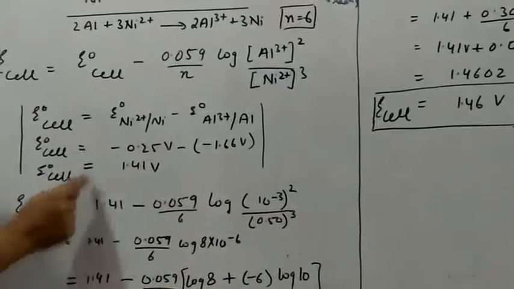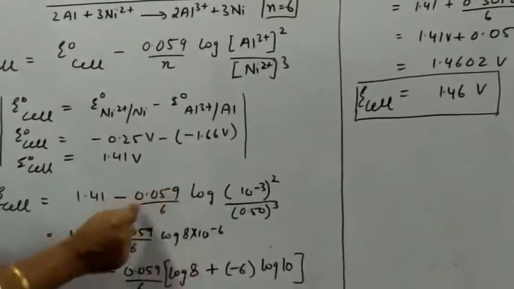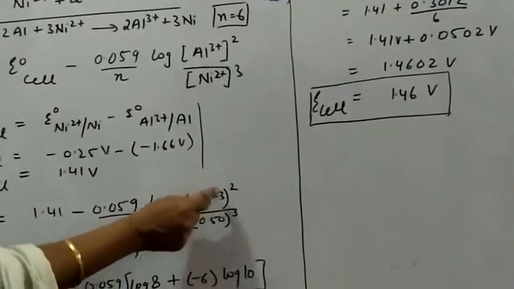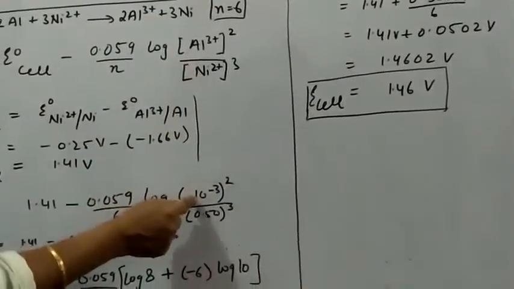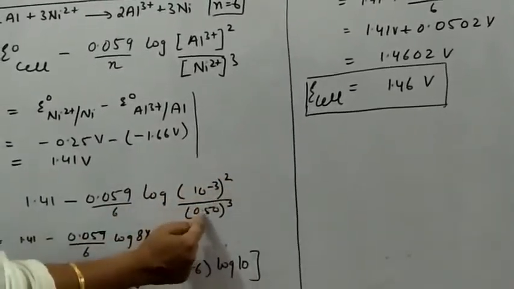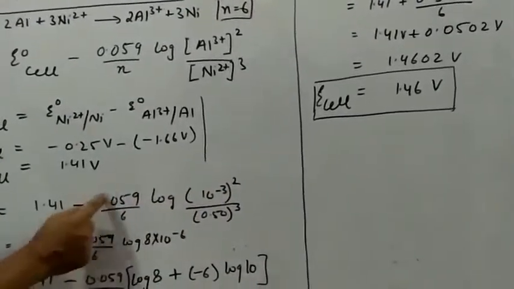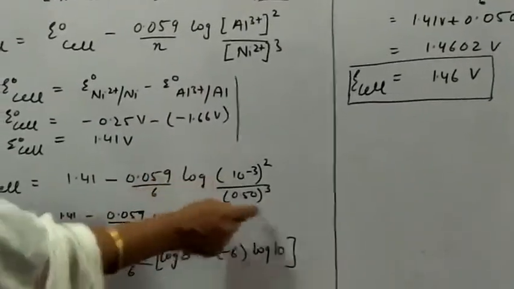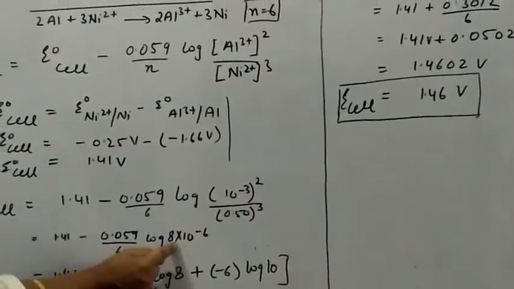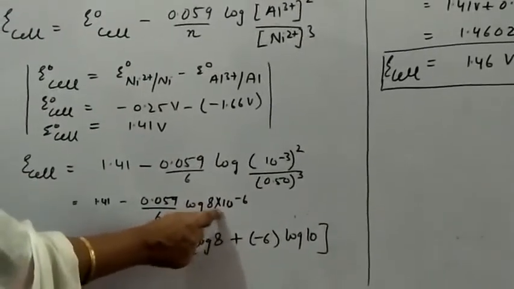So E cell equals, we will put here the standard EMF, that is 1.41, minus 0.059 upon 6. n is here 6. Log of 10 to the power minus 3, the molar concentration of aluminium ion given in the question, raised to the power square, upon 0.50 raised to the power cube. Right? On solving it, 1.41 minus 0.059 upon 6 log. Solving this part, we get 8 into 10 to the power minus 6. Now students, this is log of 8 into 10 to the power minus 6. Now in logarithm, multiplication becomes addition. We are going to add them up.